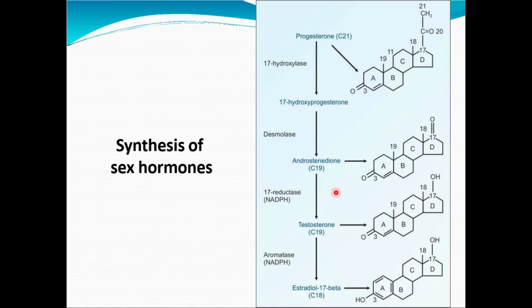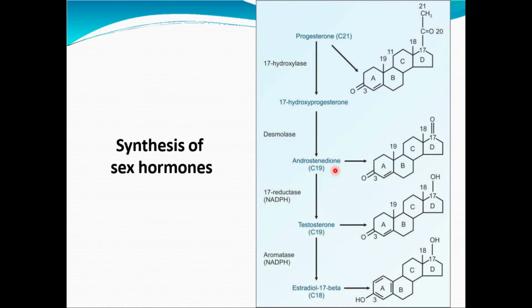In this diagram, we can observe that in the first step, progesterone is converted to 17-hydroxyprogesterone with the help of the enzyme 17-hydroxylase. This enzyme introduces a hydroxyl group at carbon number 17, which ultimately, in a second reaction with the help of the desmolase enzyme, removes a 2-carbon unit and converts carbon number 17 to a ketone. The resulting molecule is known as androstenedione.